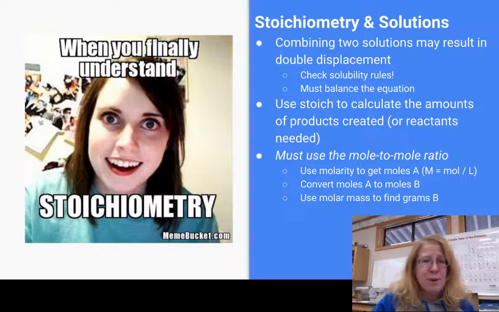If you want to do more difficult ones, you can do it with other solutions. You can do other kinds of things at that last step. Once you've got the moles, you can kind of figure out what to go from there. So there you go. Dealing with stoichiometry and solutions, precipitation reactions. It's really pretty straightforward once you get the hang of it.